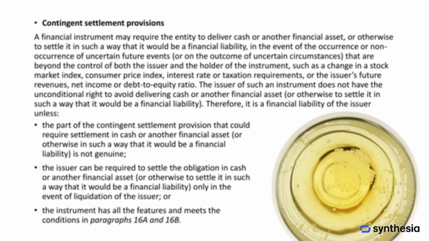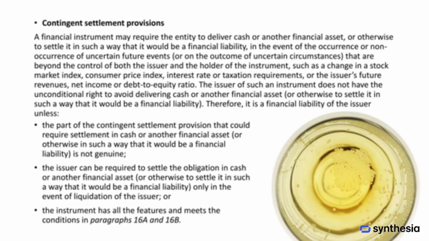Contingent settlement provisions refer to financial instruments that may require the issuer to deliver cash or another financial asset if certain uncertain future events occur. These events are beyond the control of both the issuer and the holder, such as changes in a stock market index, interest rates, taxation requirements, or the issuer's future revenues or debt-to-equity ratio. Since the issuer does not have an unconditional right to avoid delivering cash or another financial asset, the instrument is generally classified as a financial liability.